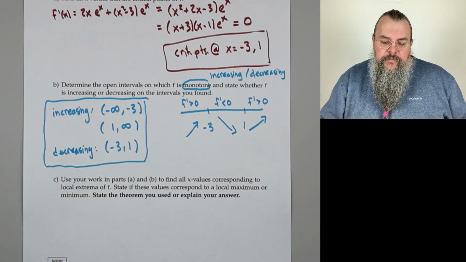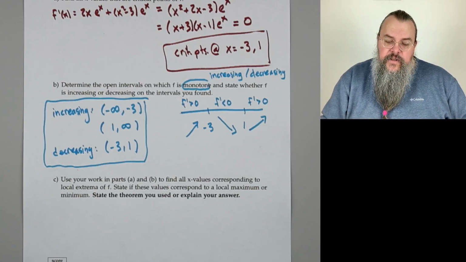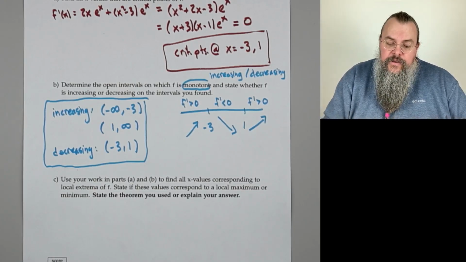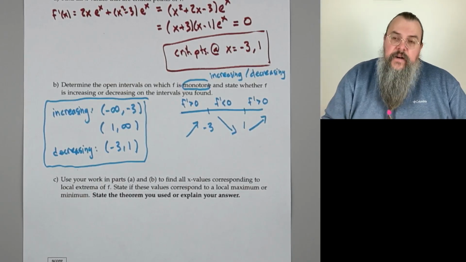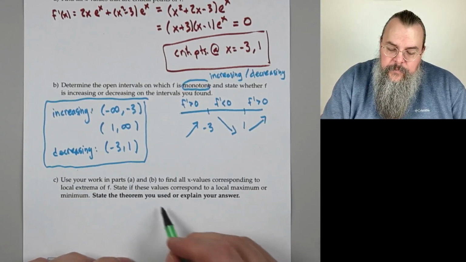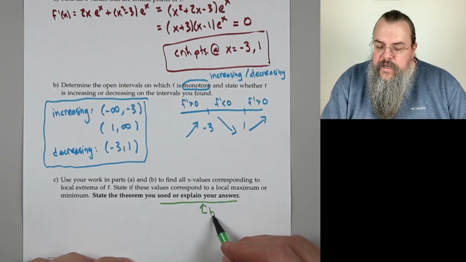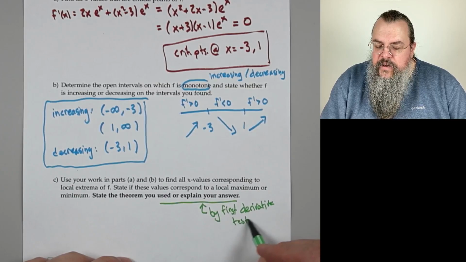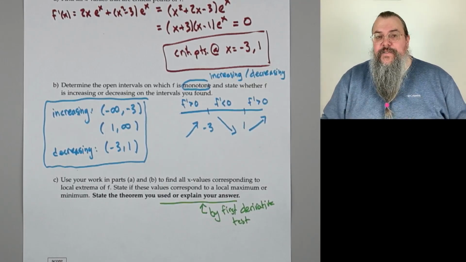What does that ask? Use your work in part A and B to find all x values corresponding to local extrema. State if these values correspond to a local maxima or a local minima, and state the theorem you used or explain your answer. Now, I'll say explain my answer is I'm going to use the first derivative test. I'm not very good at long explanations. So the theorem here, or the idea, is the first derivative test.